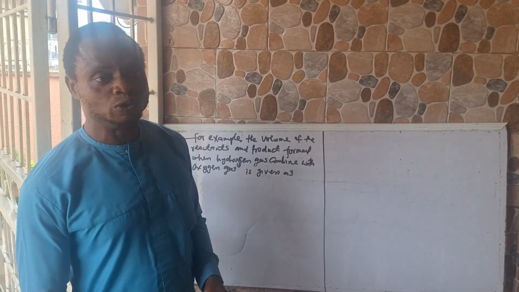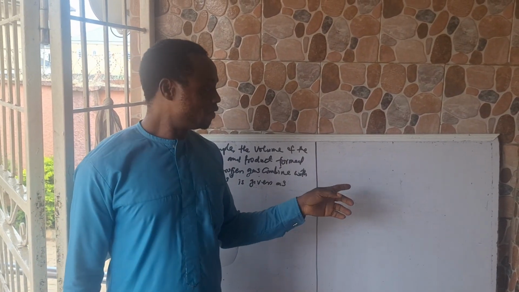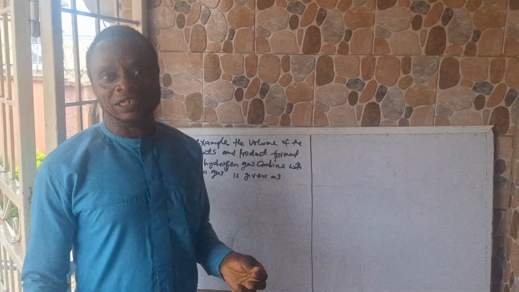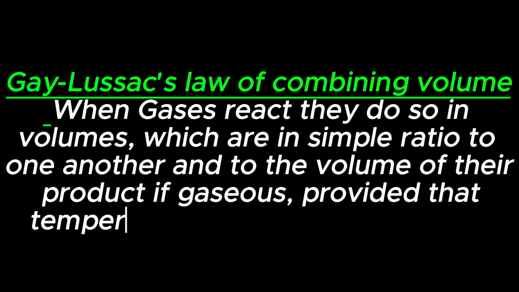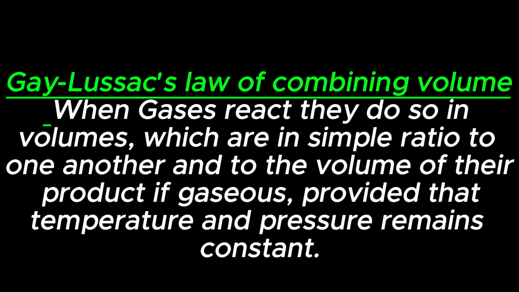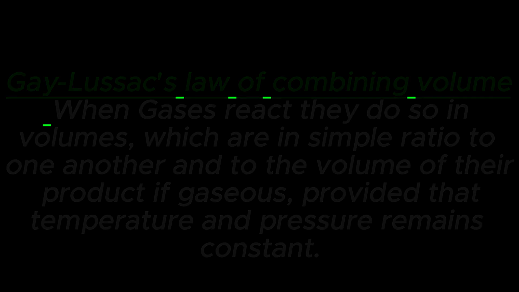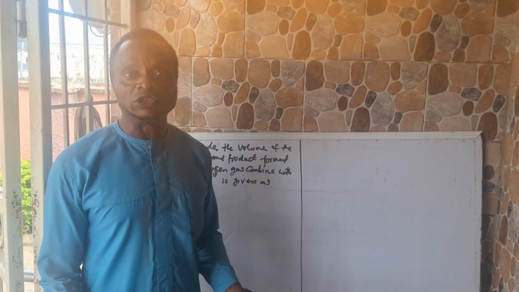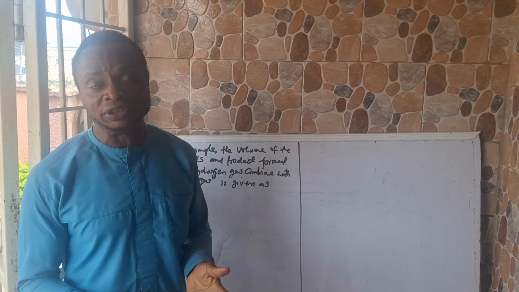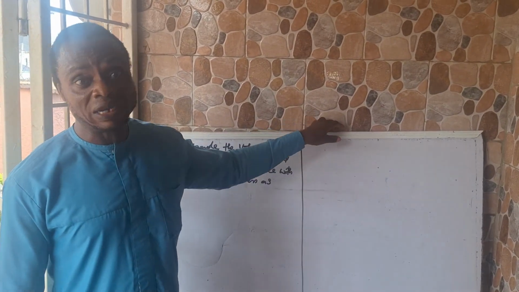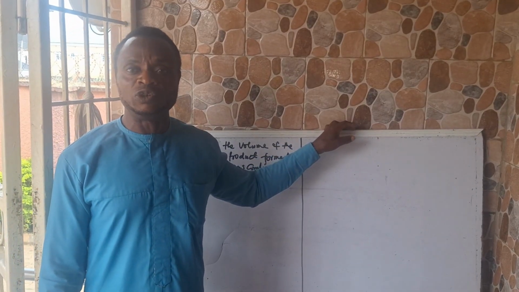And one of the gas laws we'll be talking about today is Gay-Lussac's law of combining volumes. The law states that when gases react, they do so in volumes which are in simple ratio to one another and to the volume of their product, if gaseous, provided that temperature and pressure are constant. In this law, we don't consider temperature, we don't consider pressure, because these parameters are constant. Even if you are given a problem that contains these two parameters, we don't consider them.